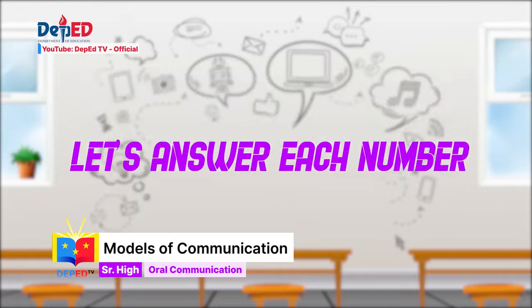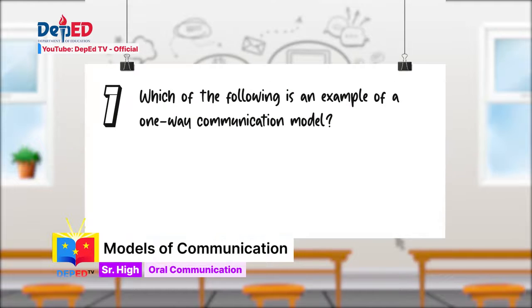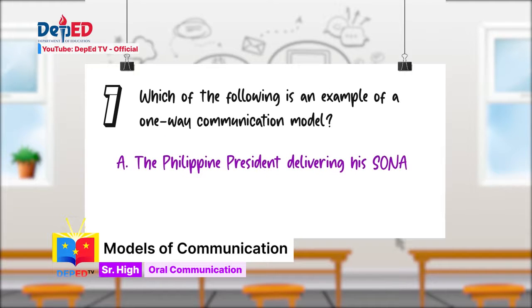Are you done? Let's answer each number. Number 1. Which of the following is an example of a one-way communication model? The answer is A. The Philippine president delivering his SONA. We do not have a way of responding to the president when he is delivering his SONA.